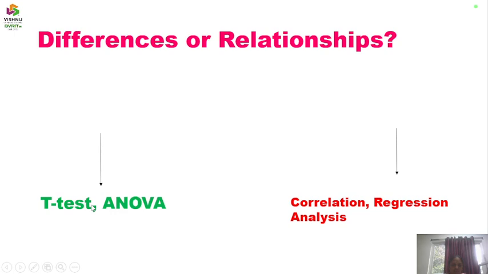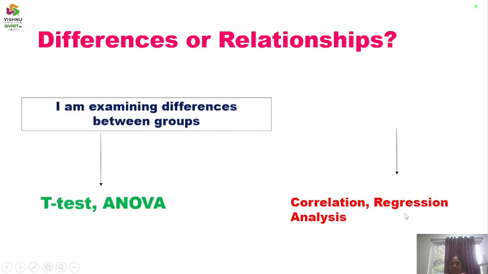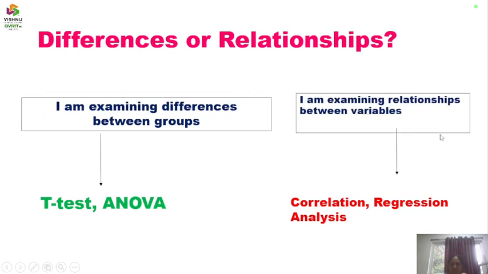So here I am going to tell about the t-test and ANOVA, and here you can see correlation and regression analysis. When we are using the t-test and ANOVA, we are examining the differences between the groups, so we can use these two types of tests. And when I am examining the relationship between variables, we use correlation and regression analysis. This is very important when we go with correlation and regression in stats, and it comes under the test of hypothesis. Here we are seeing the groups, and here we are seeing the variables.